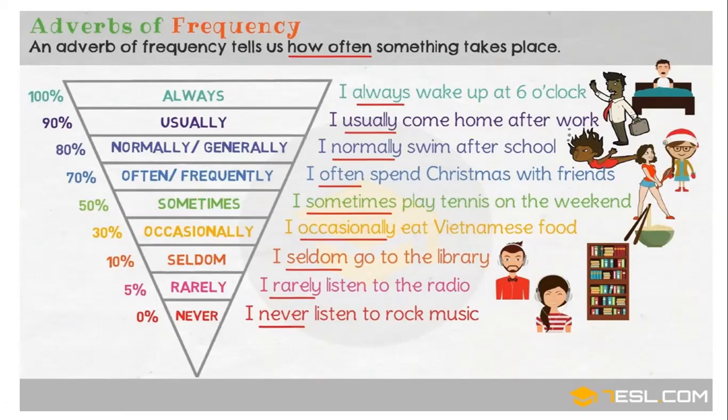70%. 70% means the possibility, and the example is, I often spend Christmas with friends. So it means that there's only a 30% remaining that occasionally it doesn't happen, but often or frequently, I spend Christmas with friends. The 50-50, when we have 50-50 possibilities, that's the frequency adverb sometimes. For example, I sometimes play tennis on the weekend. It means that there's half possibilities to do it or not.